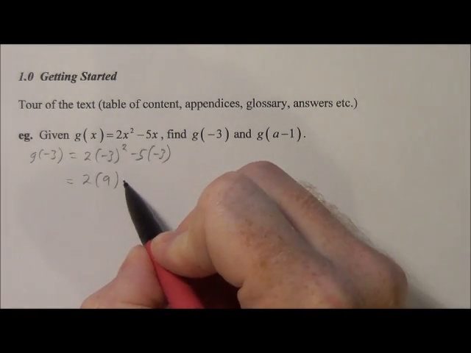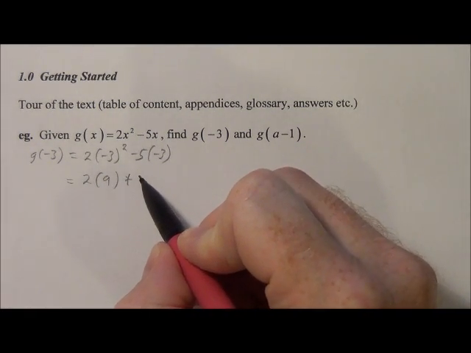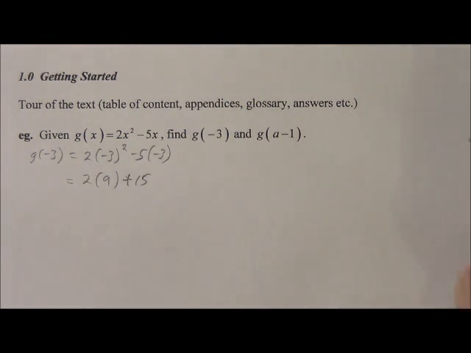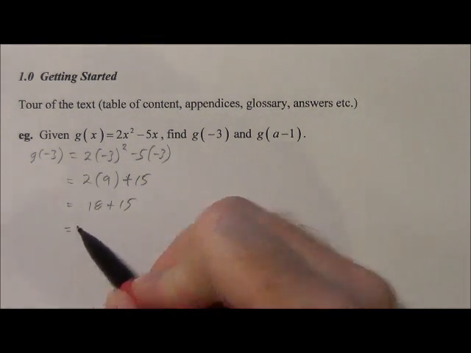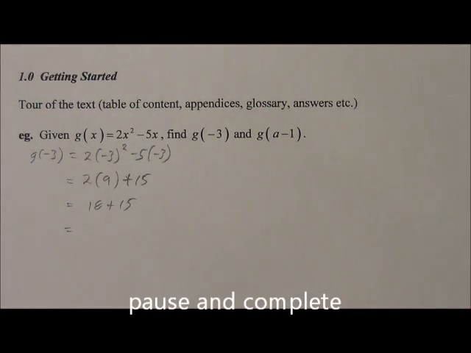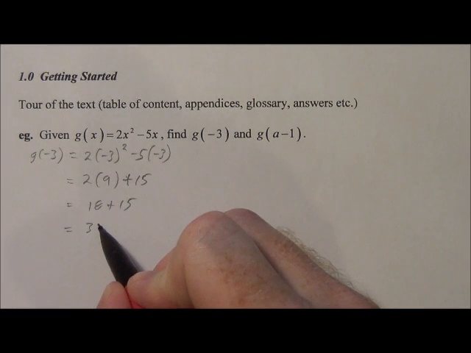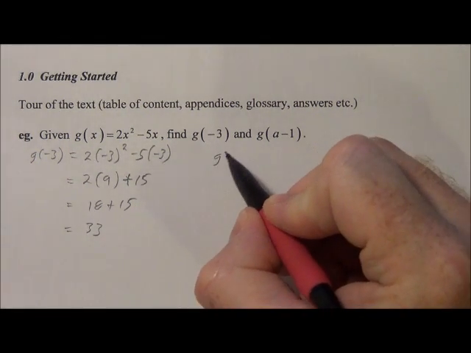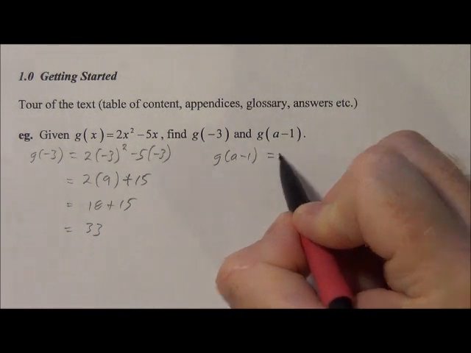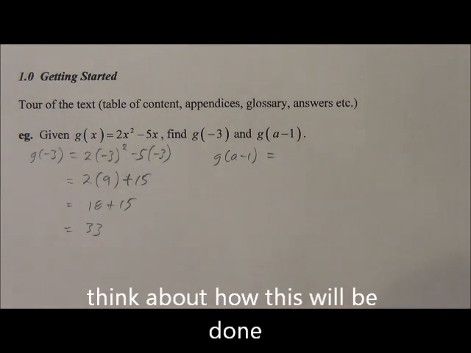Okay, and we've got that. I'll just work that out. Next line. And then finish that off, please. Great. Now we'll go on to g of a minus 1. Work that out, please.